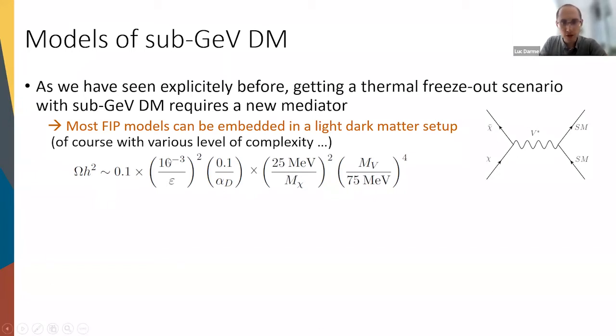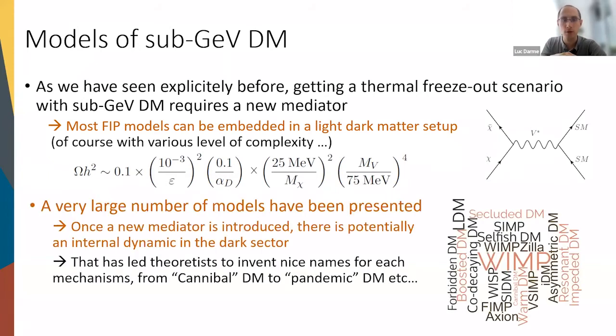So, this is more or less what we estimated before. We get the proper relic density when those objects are in the hundreds of MeV range and with some tiny kinetic mixing, which puts us just out of reach of current experimental constraints. What is important to keep in mind is that I will present just two models. An extremely large number of models have been designed.